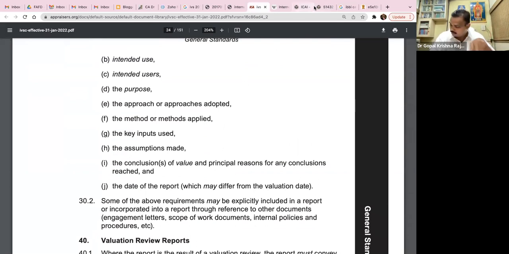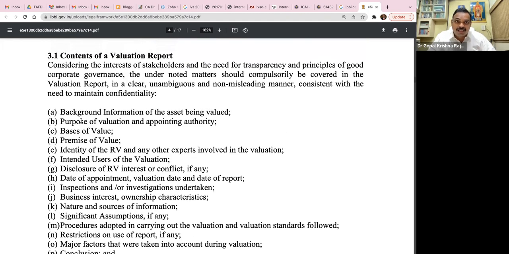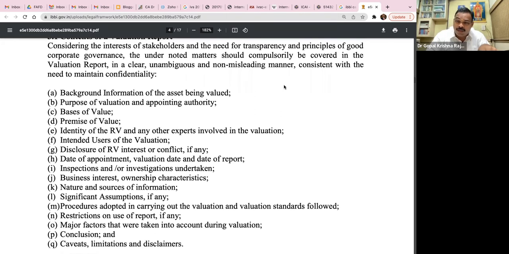Okay. So then come to IBBI. IBBI very clearly says this is actually 17 paras: background, purpose, base, premise, identity, intended users. See, everything is there. So I will say IBBI is comprehensive. 17 paras. Very important. Considering the interest of the stakeholders, I will say if you follow IBBI, you are following IVS. If you follow IBBI, you are following the ICA valuation standard.